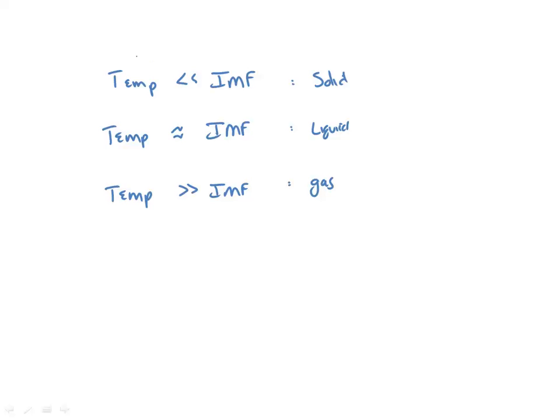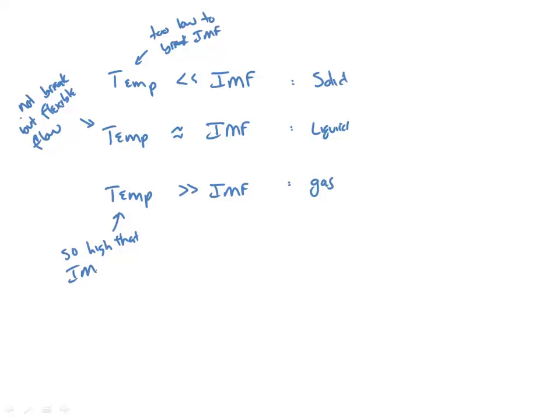So here, the temperature is too low to break the intermolecular forces. And so we have a rigid solid. Here, the temperature is not strong enough to break them, but they are kind of what we would maybe consider flexible, or it allows them to kind of flow. And here the temperature is so high that the intermolecular forces are irrelevant or too weak.